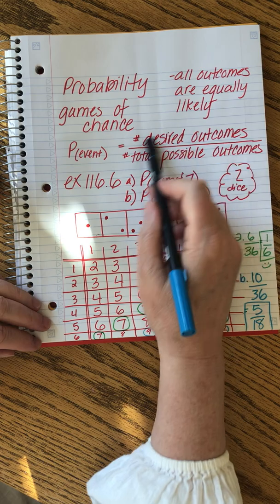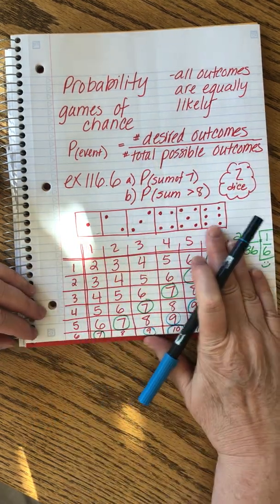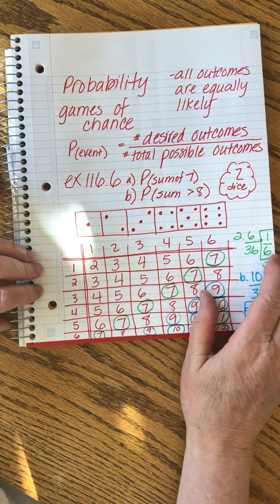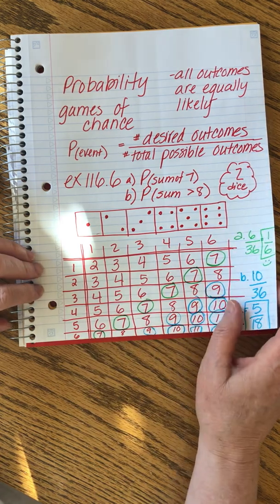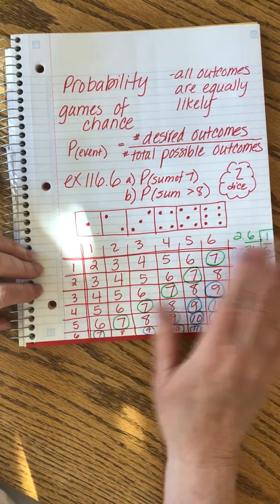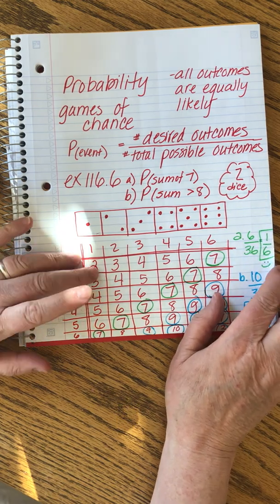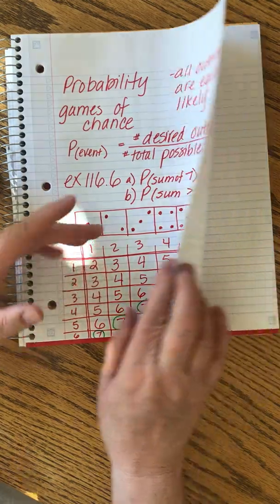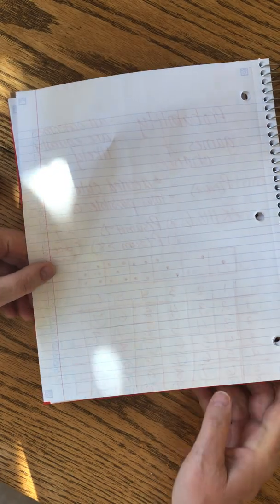Okay, so we use this formula, and we have to be able to imagine all the different outcomes. We have to be able to visualize them. It's most helpful, especially in a crazy situation like this. I think we did this one last year. It's a good one.